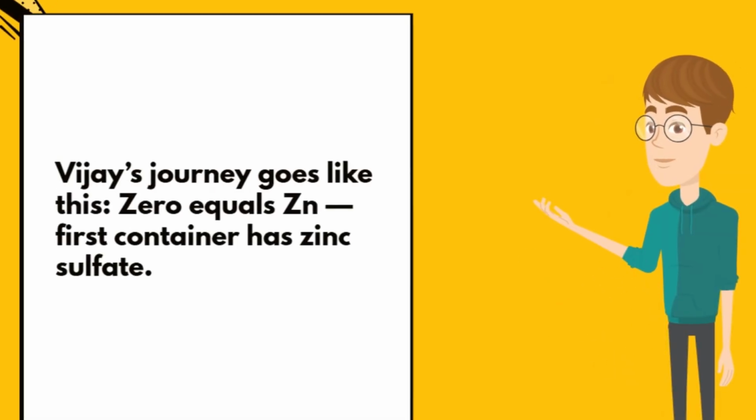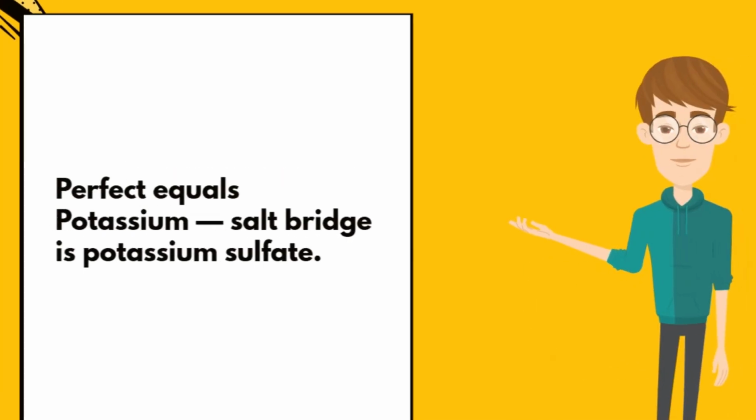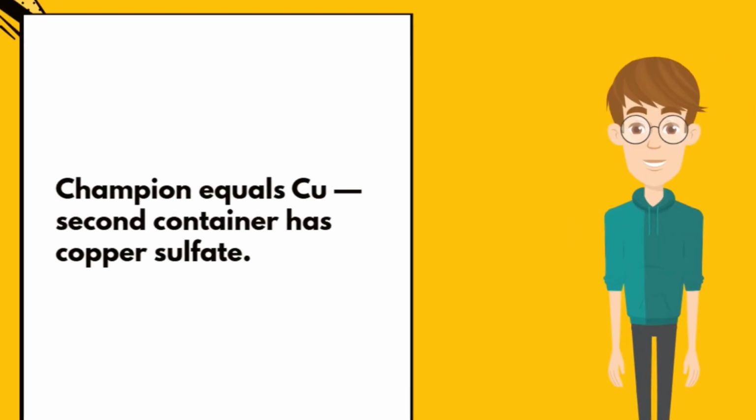Now imagine the setup like this: two actors, two containers. Vijay's journey goes like this: 0 equals Zn. First container has zinc sulfate. Perfect equals potassium. Salt bridge is potassium sulfate. Champion equals Cu. Second container has copper sulfate.